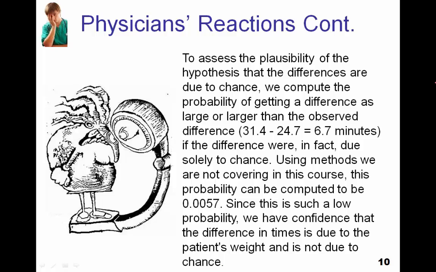To assess the plausibility of the hypothesis that the differences are due to chance, we compute the probability of getting a difference as large or larger than the observed difference, which would be 6.7 minutes, if the difference were, in fact, due solely to chance. Using methods that are not covered in this course, this probability can be computed to be 0.0057. Since this is such a low probability, we have confidence that the difference in times is due to the patient's weight and is not due to chance.